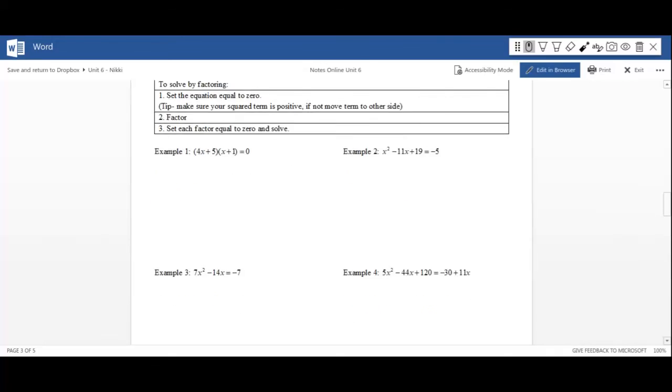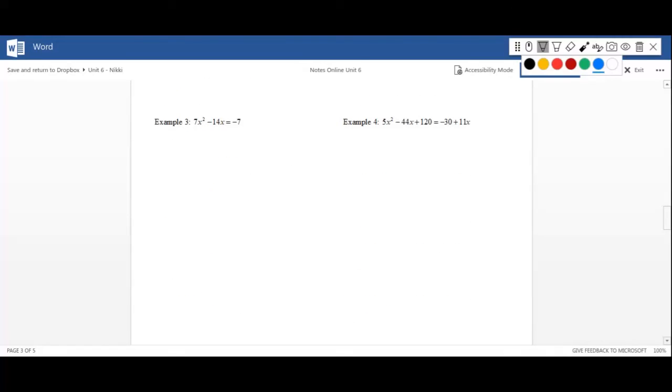All right, let's take a look at examples 3 and 4. So for number 3, again, we have to start by getting the equation equal to 0. So I'm going to start by adding over the 7. So still 7x squared minus 14x, but now we have plus 7 at the end.